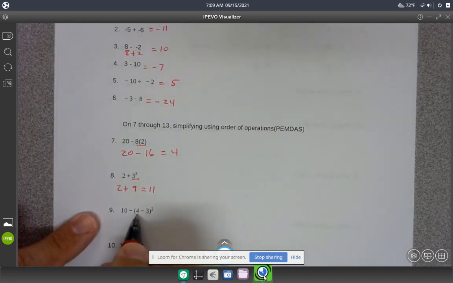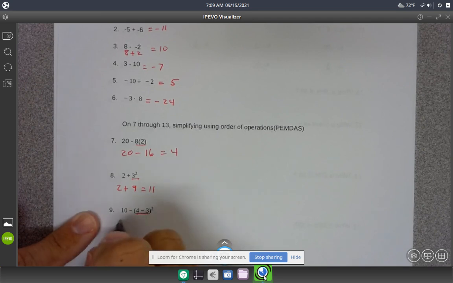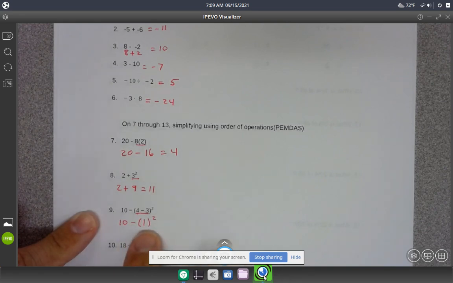Number 9, inside the parentheses, we do have something to do. 4 minus 3, that's equal to 1. 1 to the second power is still equal to 1. That's just 1 times 1. So this is 10 minus 1, and that's equal to 9.